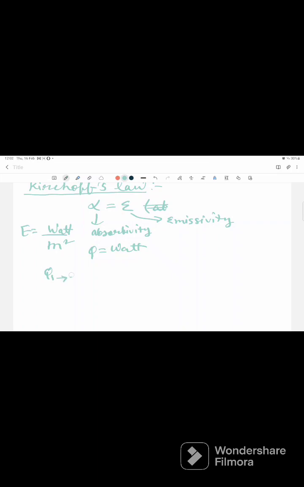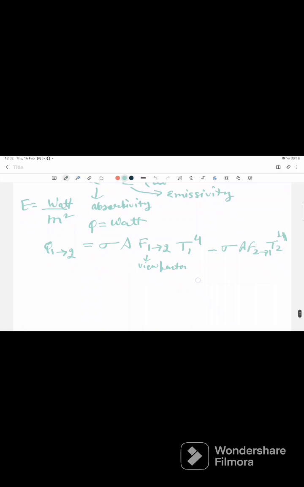When we define heat from 1 to 2, then rho A F12, F12 is the view factor. This is a view factor. T1 raised to power 4 minus rho A F21 T2 raised to power 4. Okay.